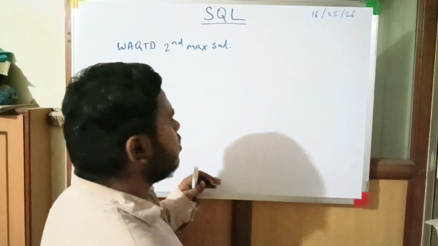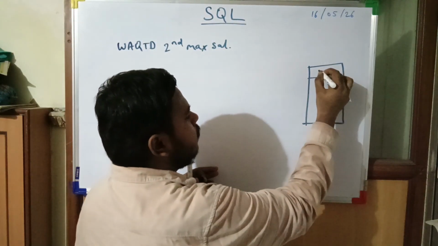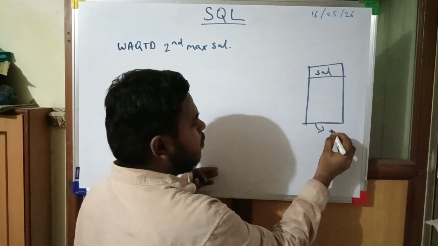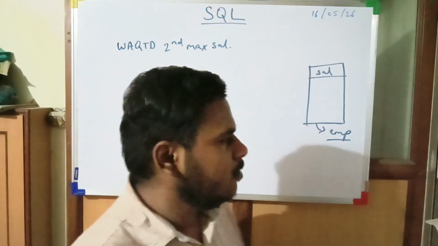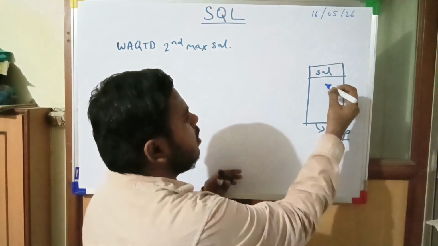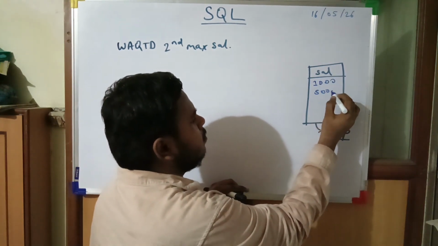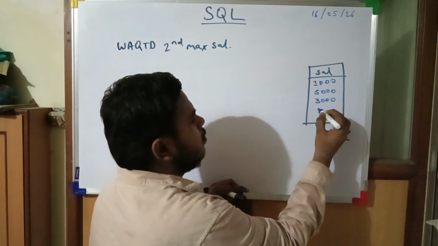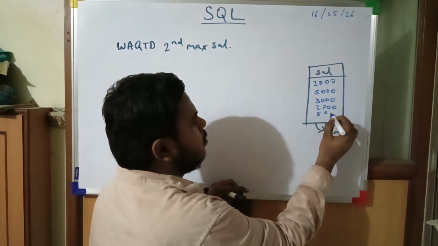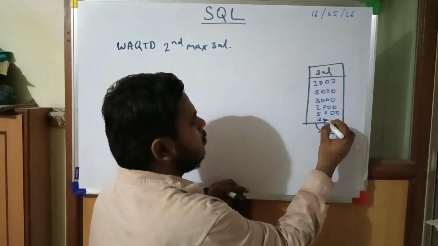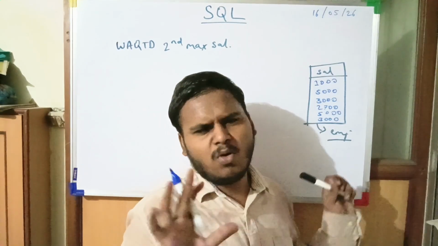First, let's take an example. I'm taking only the salary column of an EMP table. Table name is EMP, and I'm taking the salary column. Let's say the salary values are 1000, 5000, 3000, 2700, 5000, 3000. Okay, this is the salary column. I have given some small data.